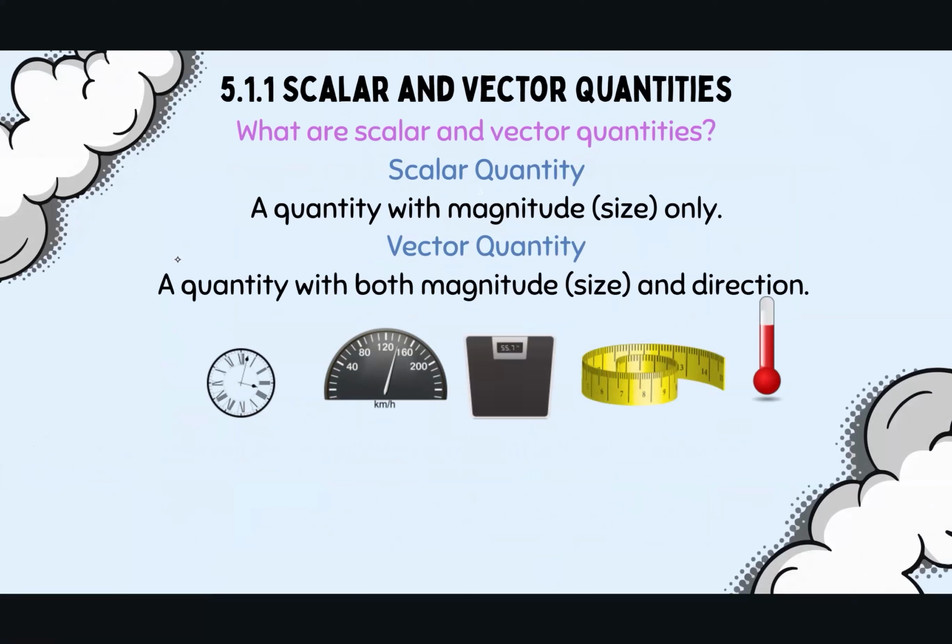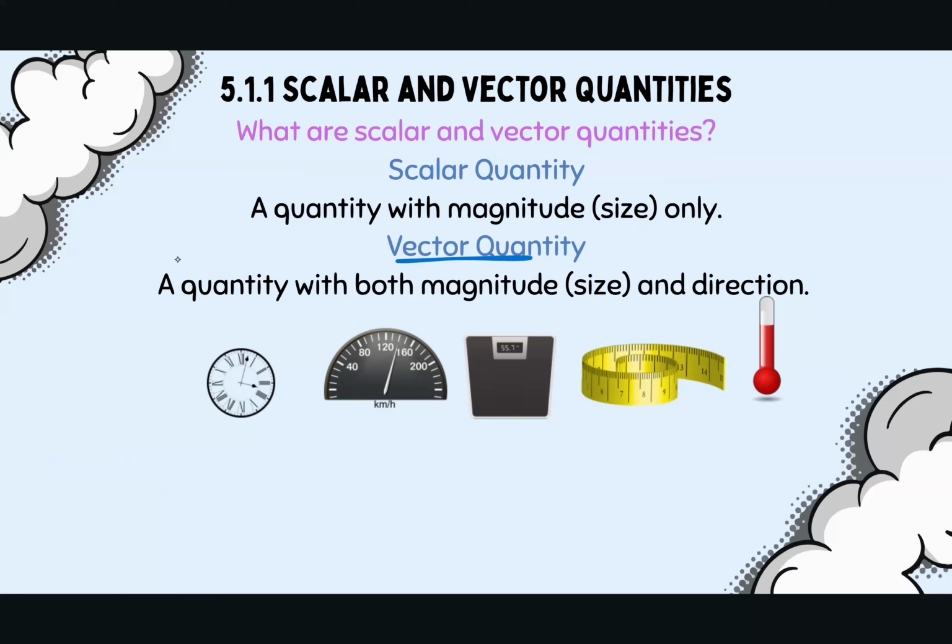A scalar quantity is a quantity with magnitude or size only. For example, distance. If I say to you, I'm walking a distance of 100 meters, then you know I've walked for 100 meters, but you don't know which direction I've walked in.